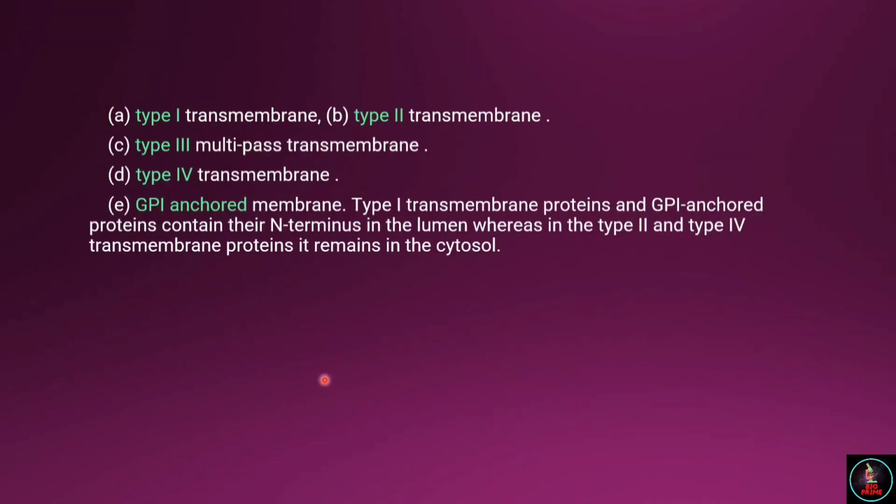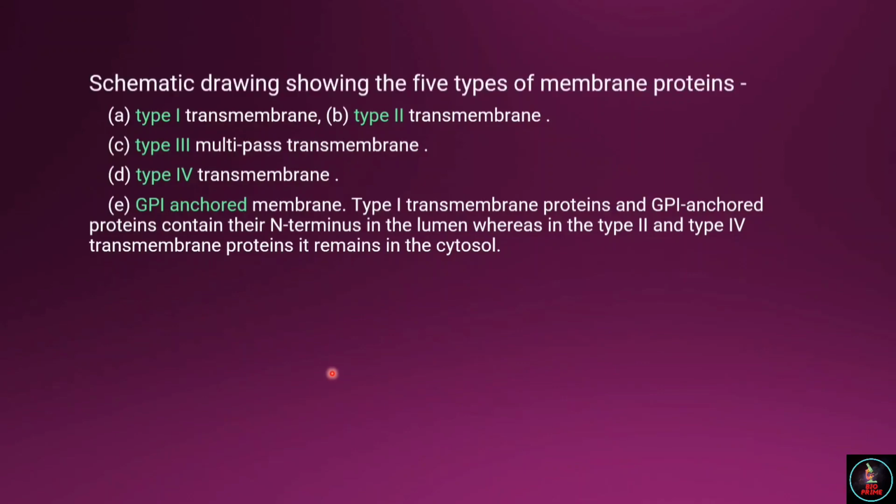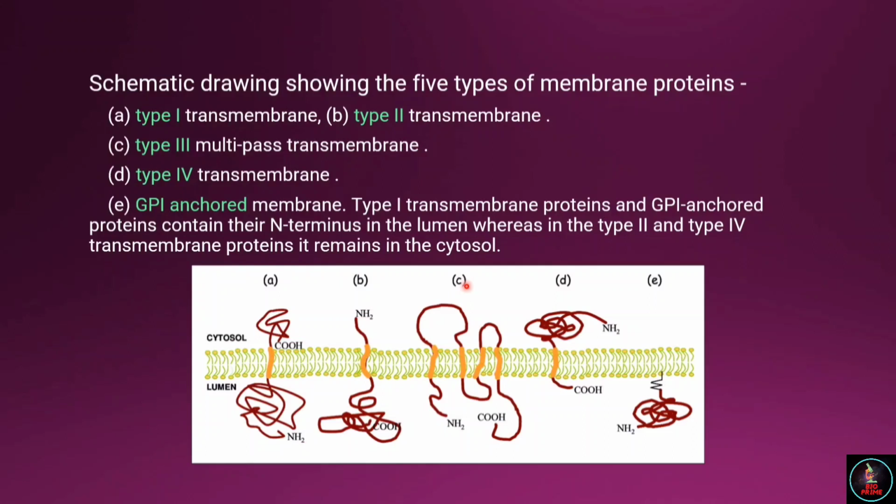Now going to the next slide. This is the schematic drawing of the 5 types of membrane protein. This is the schematic drawing and these are the 5 types that are present. The first, type 1 and type 2, I already discussed in the previous slides. Generally, they differ in the position of the NH2 and COOH groups.